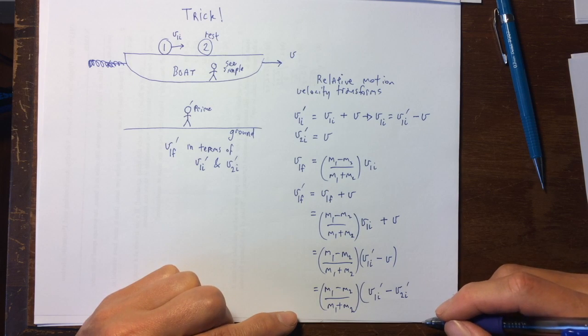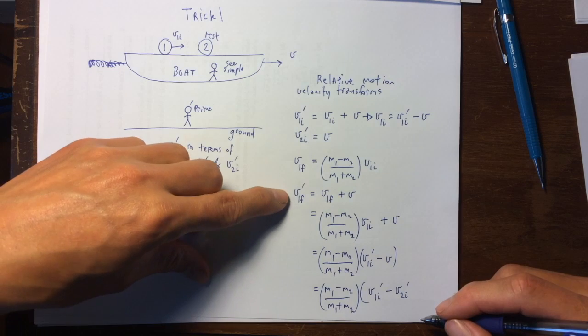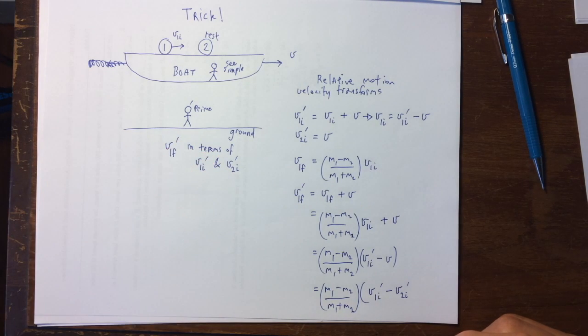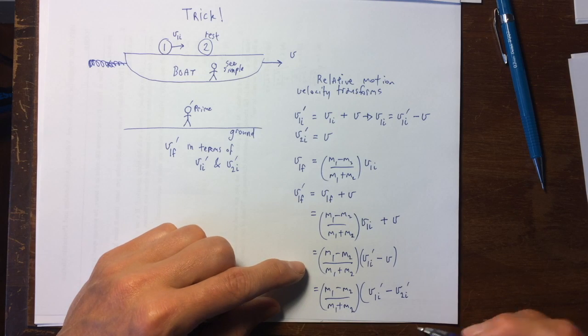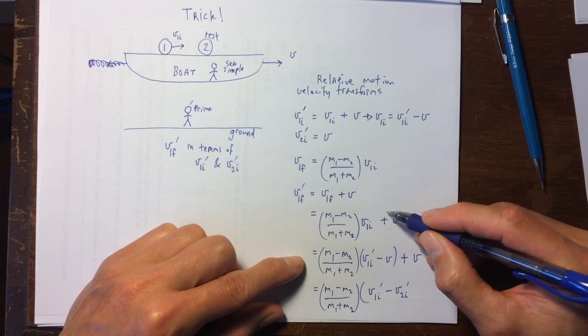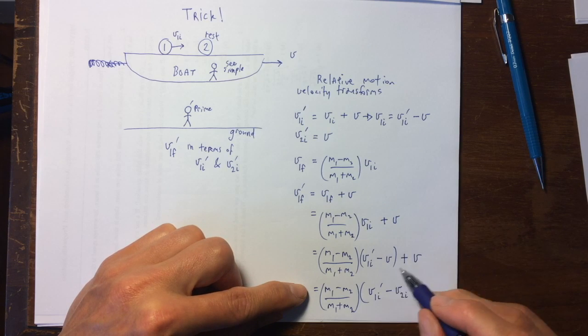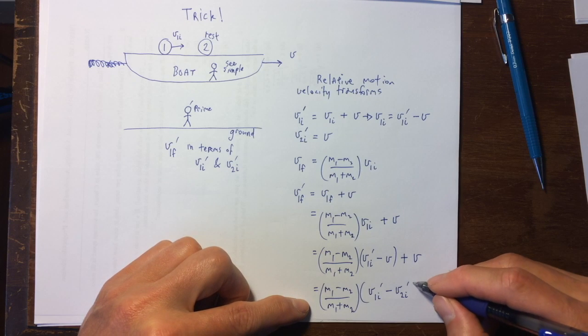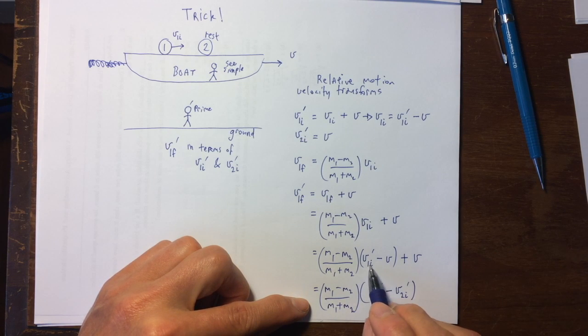Ooh, I've made a mistake somewhere, I think. So v1 final prime. No, I didn't make a mistake yet. Okay, so I forgot this plus v. I just replaced v1 initial, but I forgot to include the plus v. So that's pretty cool. So I've got v1 initial prime minus v.